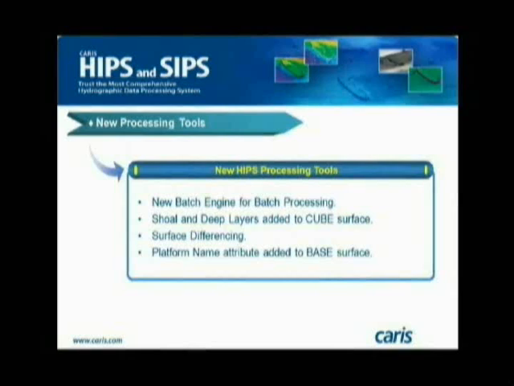Now, in the previous versions, the batch processor would have reverted back into the HIPS and SIPS application to run the various tasks such as merge, tide, loading sound velocity profiles, and so forth. This is no longer necessary with the new batch engine, so the user is free to use HIPS and SIPS for other processes. This will be leading to a central server being able to run the batch engine, distributing processes and tasks over other PCs on the network.